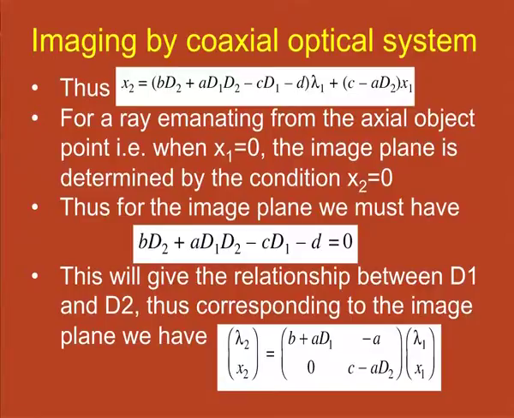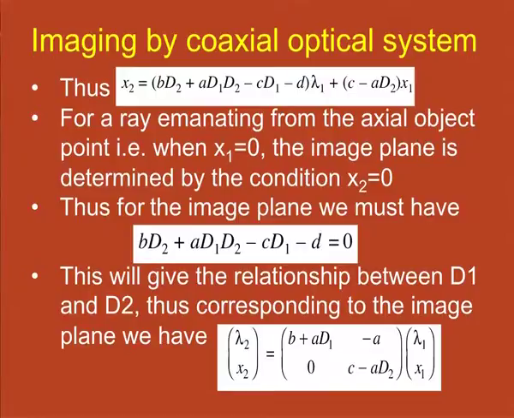For a ray emanating from the axial object point, that is when x 1 is equal to 0, the image plane is determined by the condition x 2 is equal to 0. Thus, for the image plane, we must have b d 2 plus a d 1 d 2 minus c d 1 minus d is equal to 0. This will give the relationship between d1 and d2.